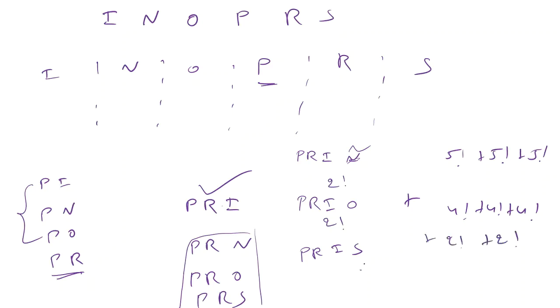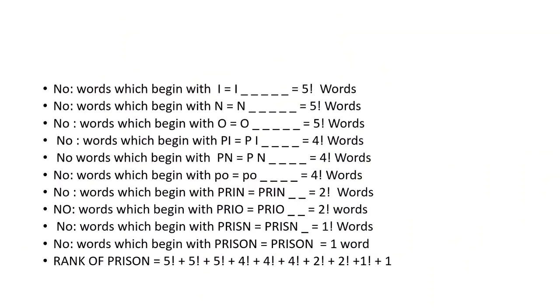So this PRIS, we can further divide it like this. PRISNO, this is your first letter, and PRISON, this is your next letter. So plus 1 factorial plus 1. If you add up all these things, that is going to be the rank of the word PRISON. So here I have listed down that one. So what we have to do is, you can directly write down these statements.